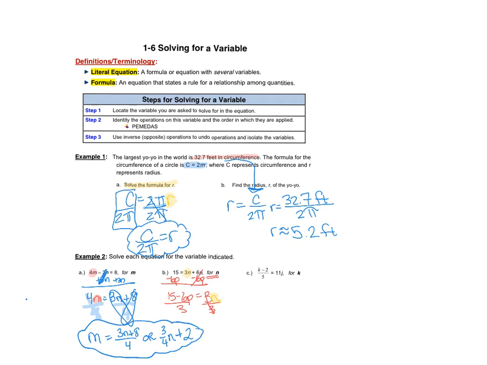So 15 minus 6p all over 3 isn't really simplified, since both the 15 and the 6 you can divide by 3, so I'm going to do that.